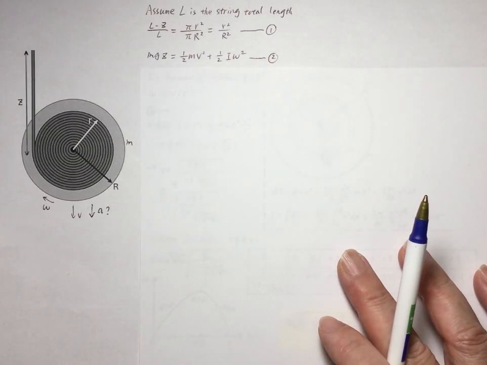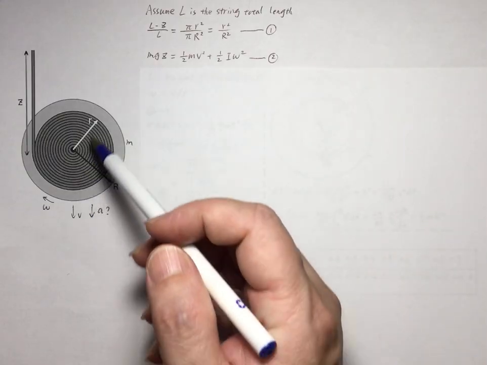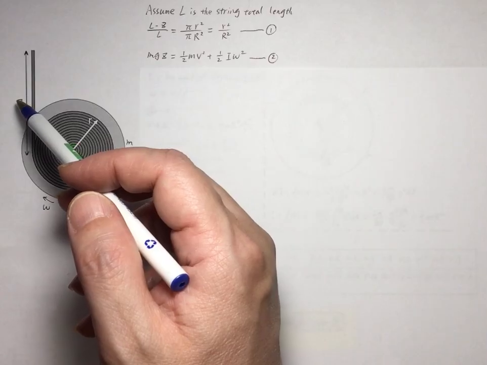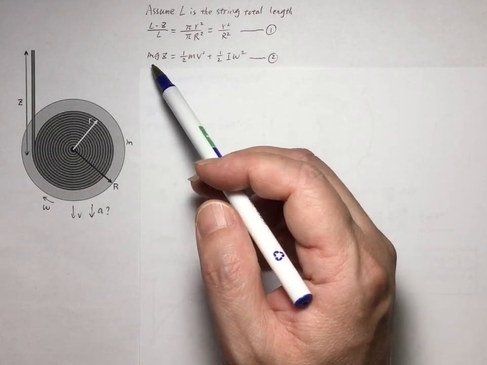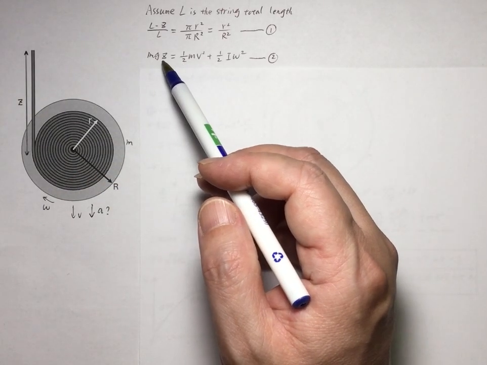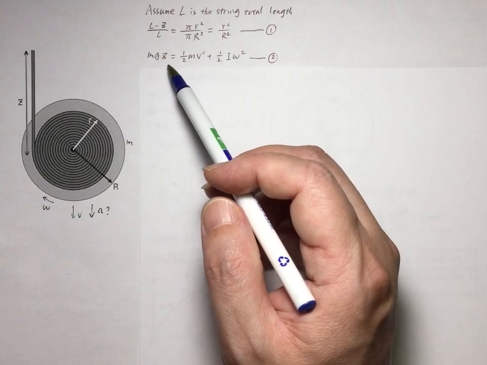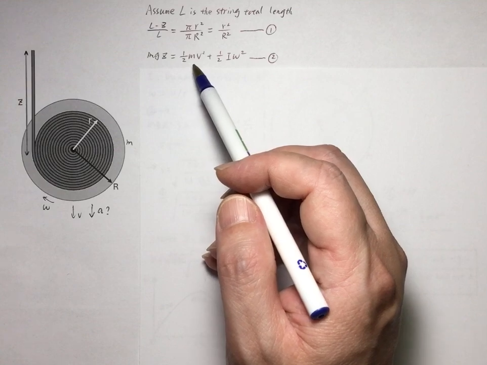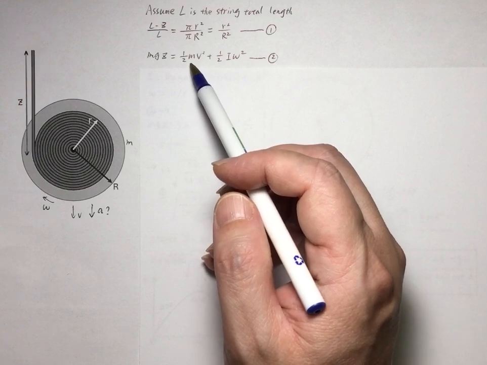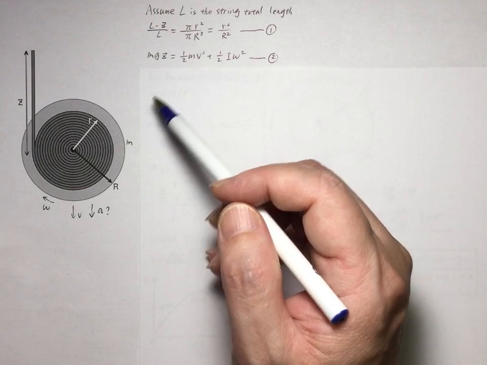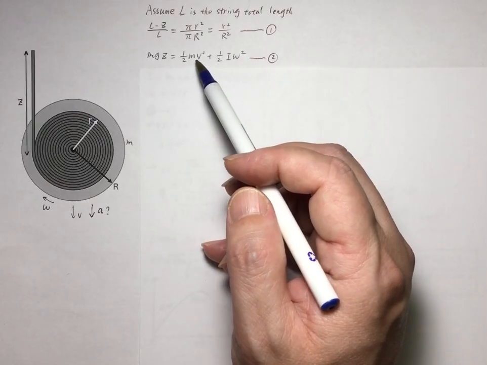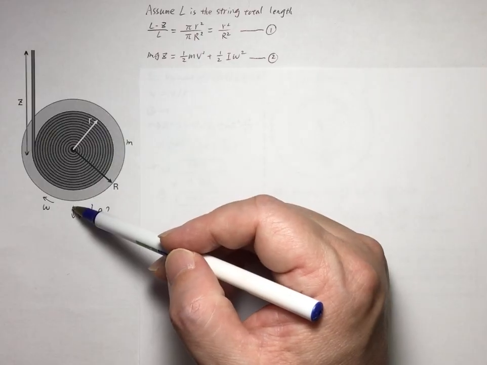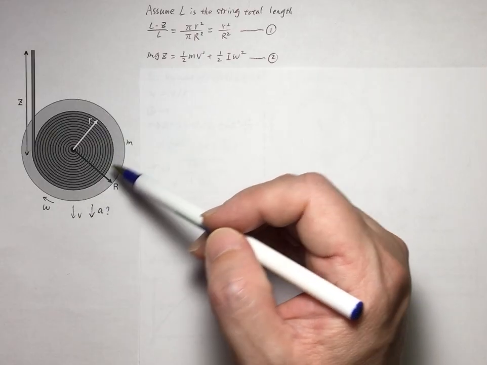Now let's look at the energy. Because the yo-yo has dropped by a distance of z, the potential energy is mgz, which is converted to kinetic energy. First is the translational kinetic energy, which is half m v squared, where m is the mass of the yo-yo and v is the translational speed.